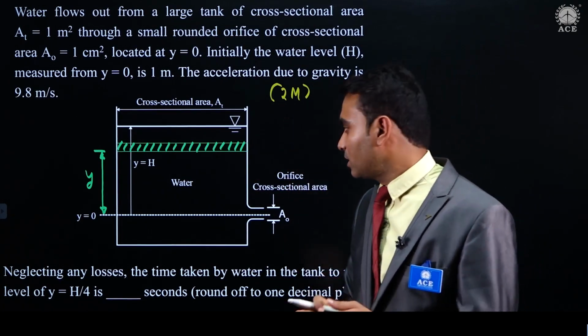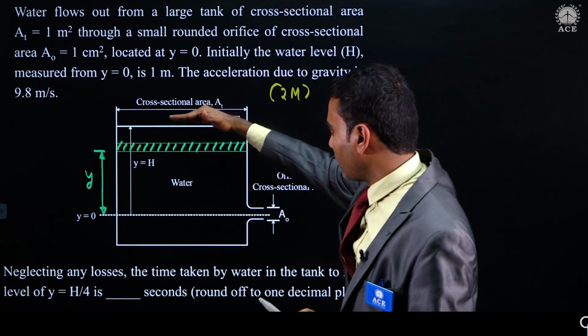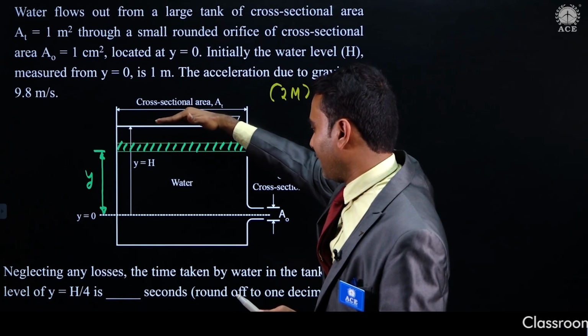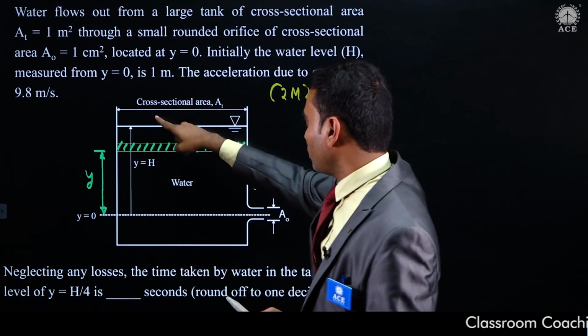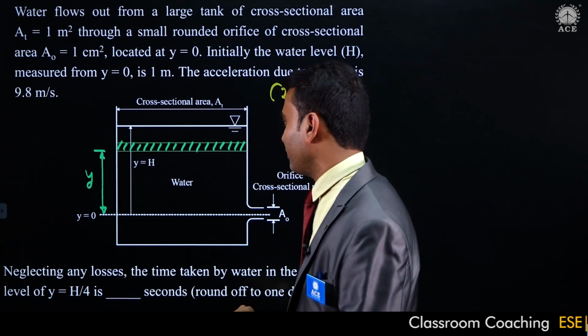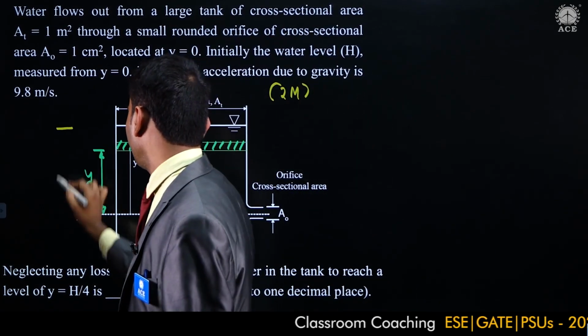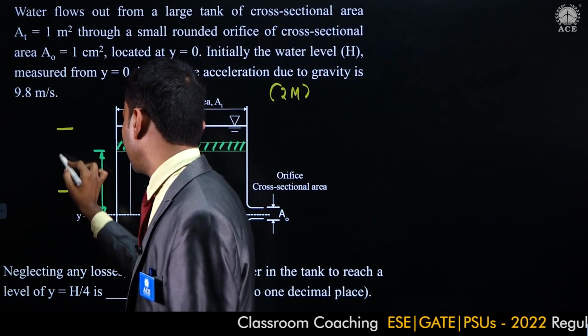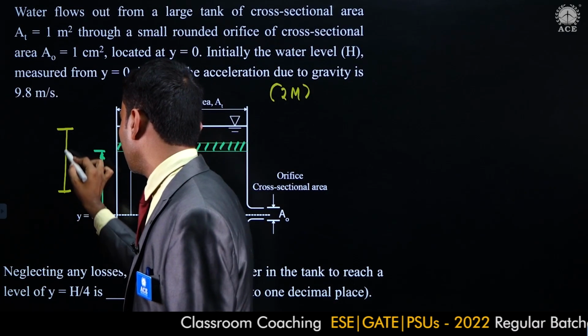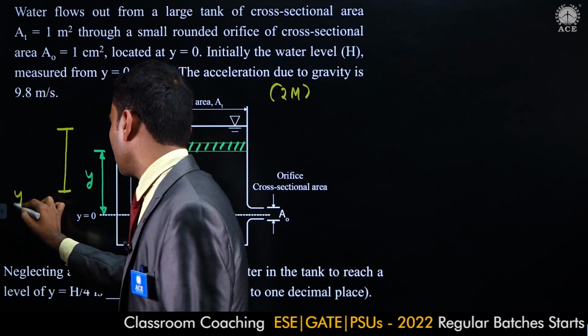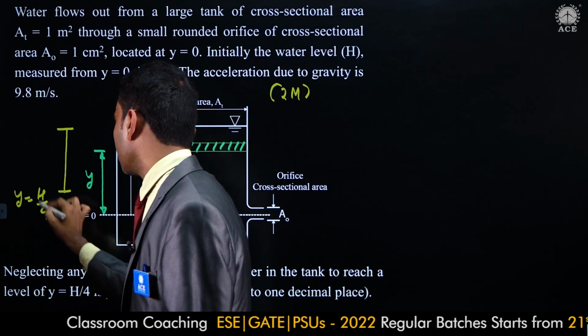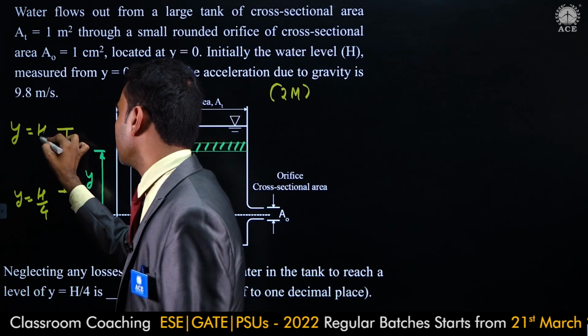Here, what do you have to find out? We have to find the time required to reduce the level of the tank from y equal to h to y equal to h by 4. So the initial level is y equal to h, up to here. The final level is y equal to h by 4, somewhere here. To reduce this much level, here y is h by 4, and here the y value is h.